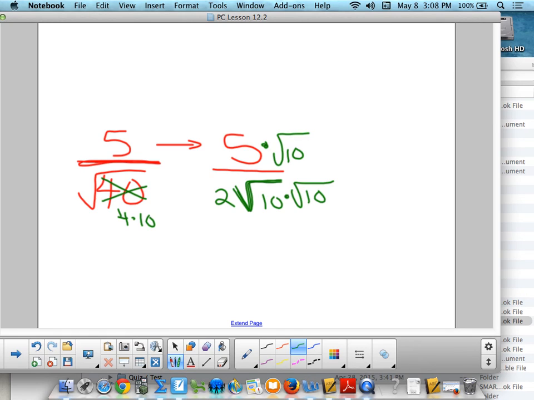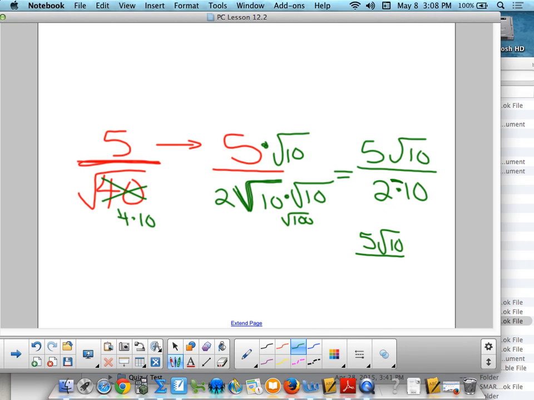100. But what's the square root of 100? Look, you just told me this. What's the square root of 100? 10. Square root of 10 times square root of 10, guess what it is? 10. So what you have is 2 times 10 under 5 times square root of 10. Well, what's this? 2 times 5 times 2. 20. Now your square root's off the bottom, it's on the top.